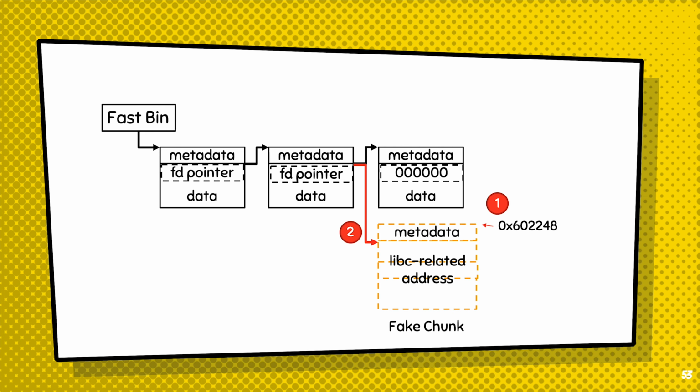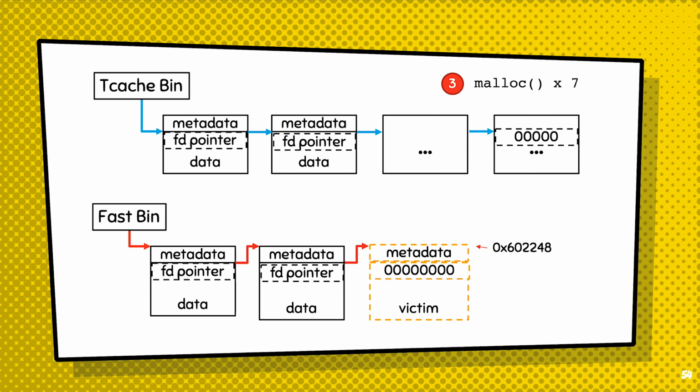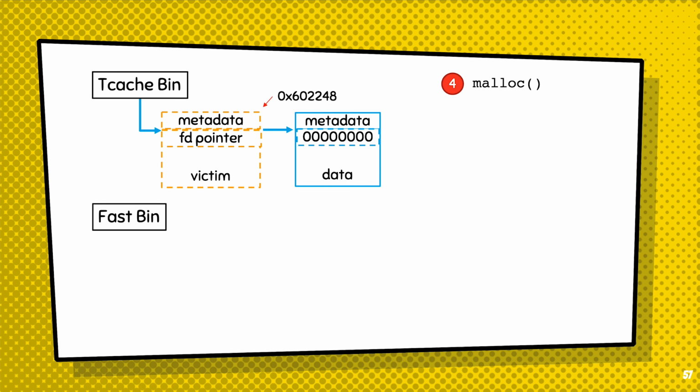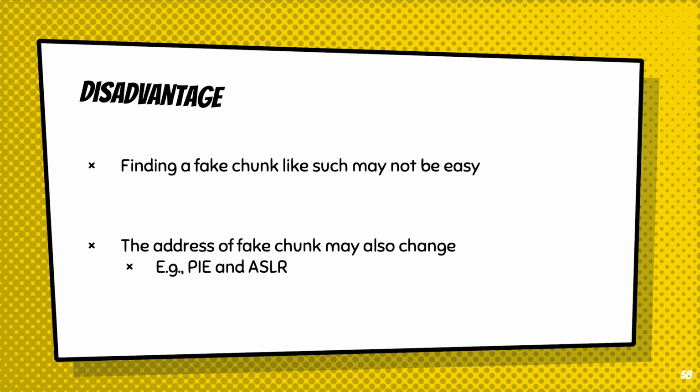After that, I can just follow those essential steps of attacking a use after free in fastbin. For example, I can just do malloc to empty tcachebin's chunks. And then I'm going to do another malloc again so that after those moving, the victim chunk will be in the head of tcachebin. And then I can do another malloc to get the victim chunk and read the information over there. The disadvantage of such approach is that usually finding a fake chunk is not that easy.